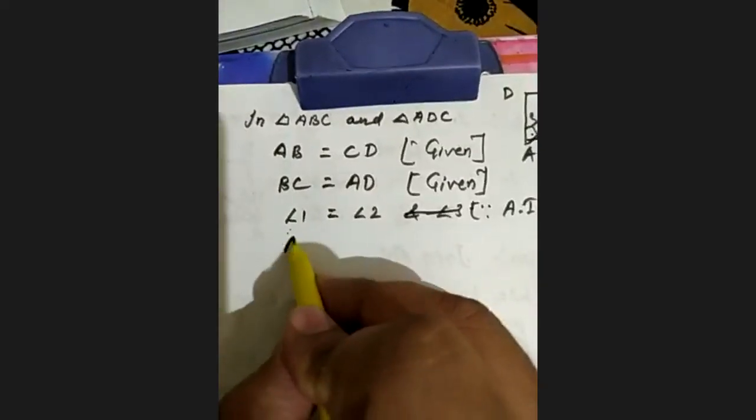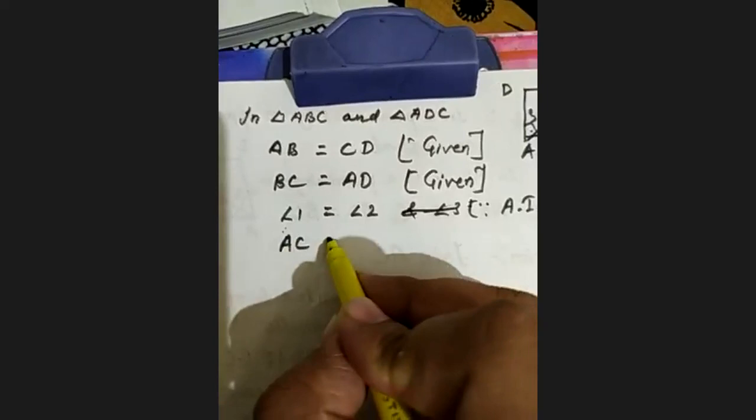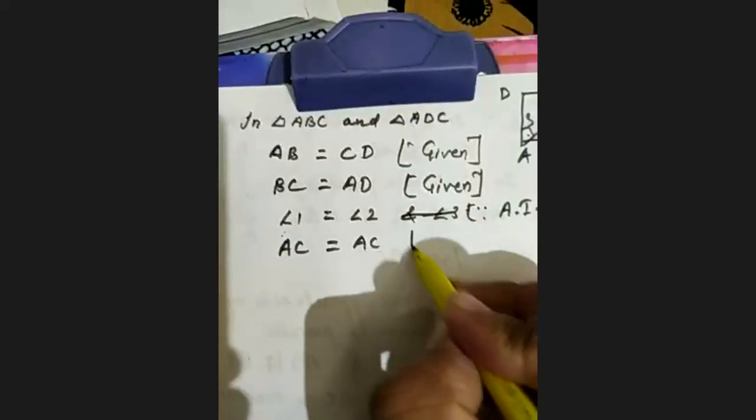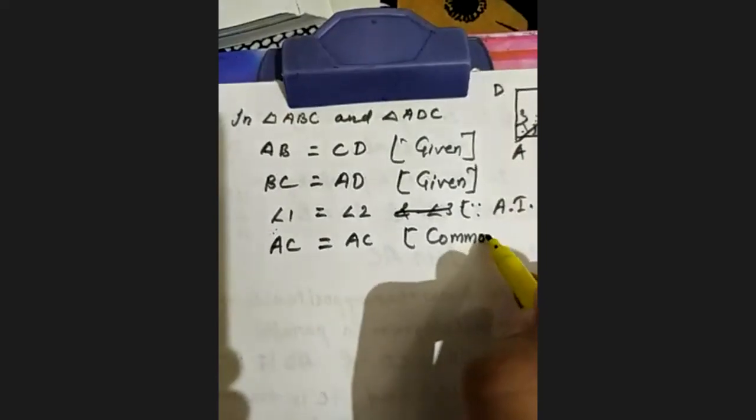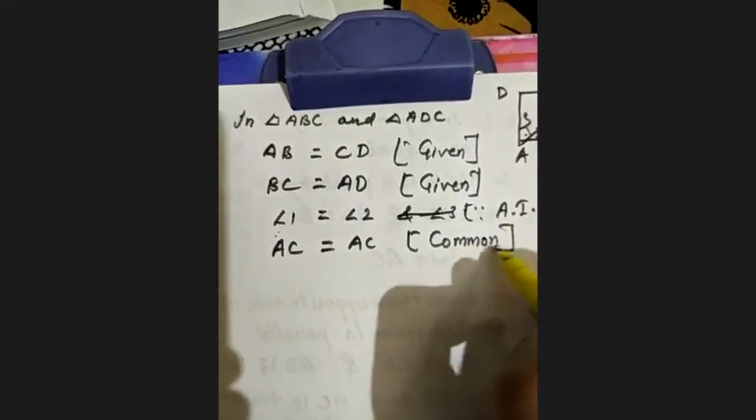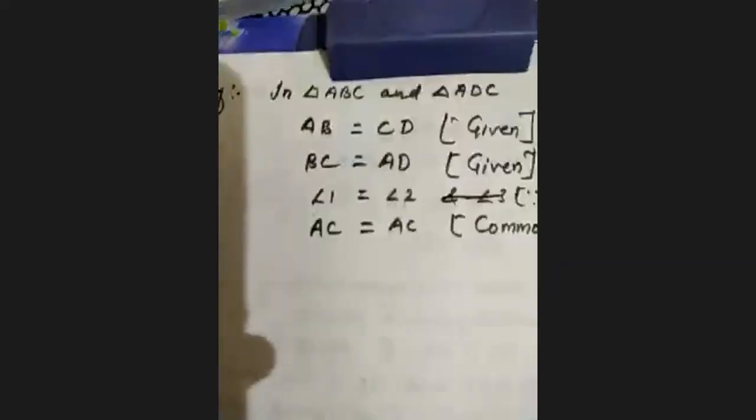Another thing we see is that another side is AC. AC is a common side for both triangles, ABC and ADC. Both triangles have the common side AC. Okay, so AC is a common side for both triangles.